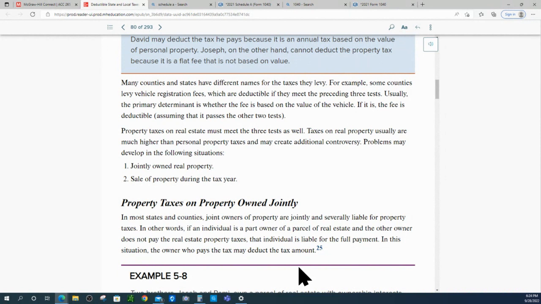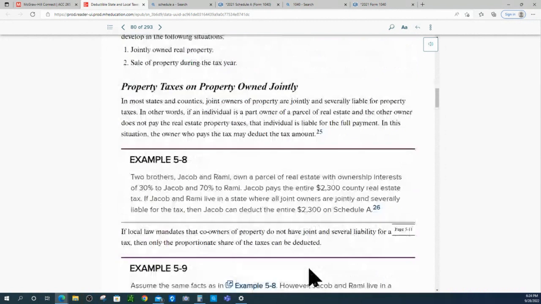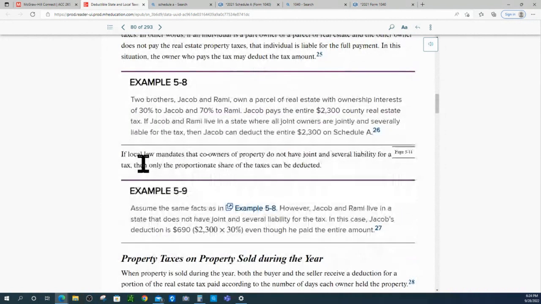But if it's a state that has joint and several liability, then in order to deduct the taxes, you have to own the property and you have to pay the tax. And I guess there's an example here. We'll read through this example because it shows it. We've got two brothers, again, Jacob and Rami. They own a parcel of real estate with ownership interests 30% to Jacob, 70% to Rami. Jacob pays the entire $2,300 of real estate tax. So Jacob, even though he only owns 30%, is paying all of it.